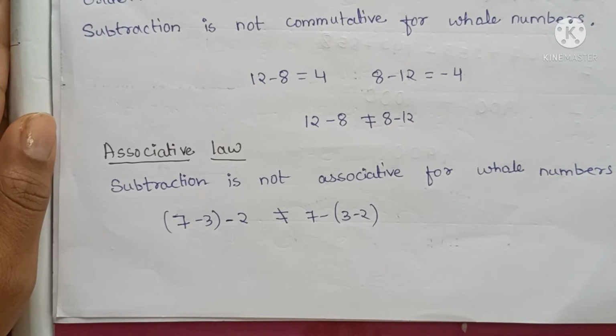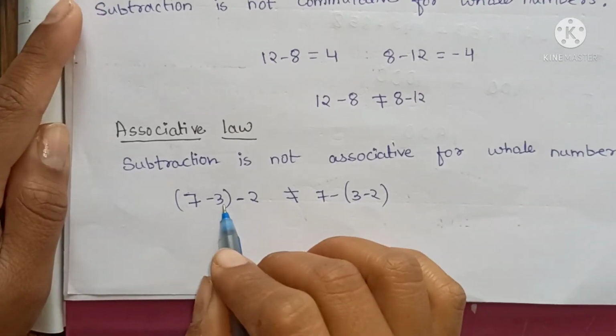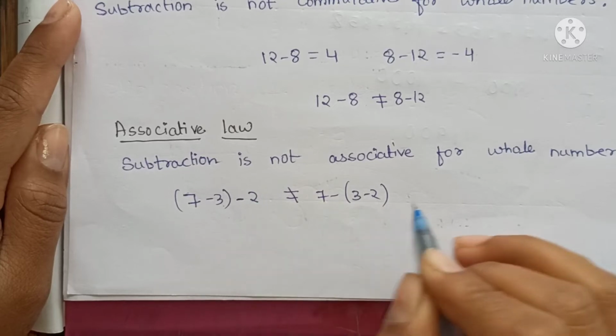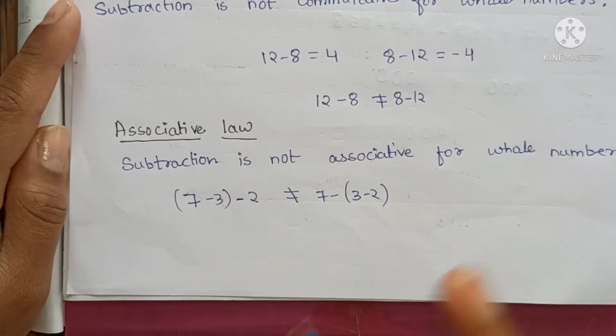Now next comes the associative law. Subtraction is not associative as well. Why? Because if we change the group, we will not get the same result. 7 minus 3 is in one group, minus 2. Then if I change the group, then 3 minus 2 will be in one group and 7 will be out.